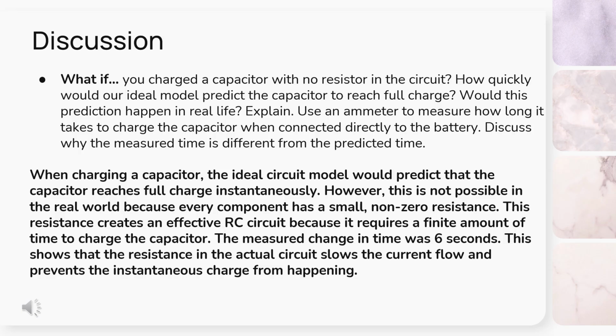So when charging a capacitor, the ideal circuit model would predict that the capacitor reaches full charge instantaneously. However, that is not possible in the real world because every component has a small non-zero resistance. This resistance creates an effective RC circuit because it requires a finite amount of time to charge the capacitor. The measured change in time was 6 minutes. This shows that the resistance in the actual circuit slows the current flow and prevents that instantaneous change from happening.